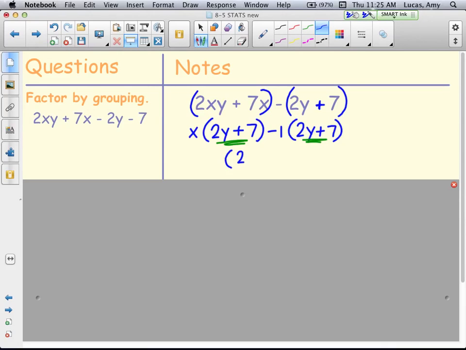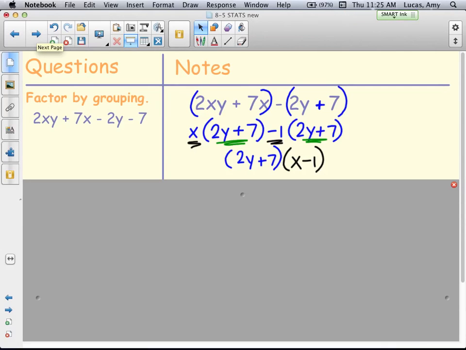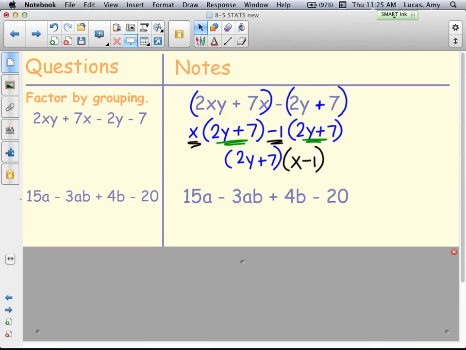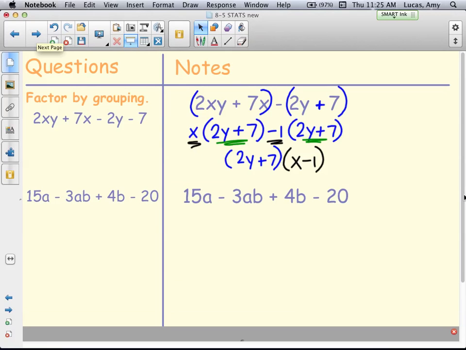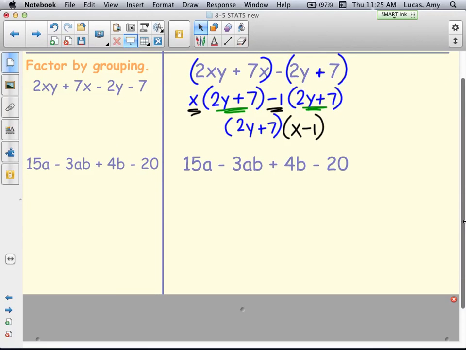So my first one is 2y plus 7, and then my second one is what was left out in front. So I have an x and minus 1. You can always use FOIL to check and make sure that your answer is correct. The last one. A little bit easier because we're back to having a plus between that second and third term.